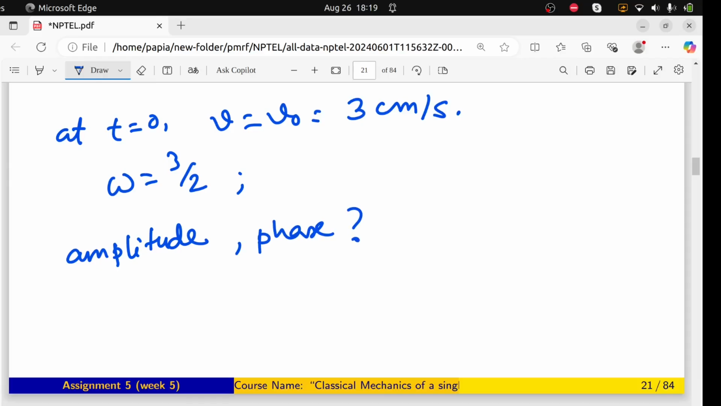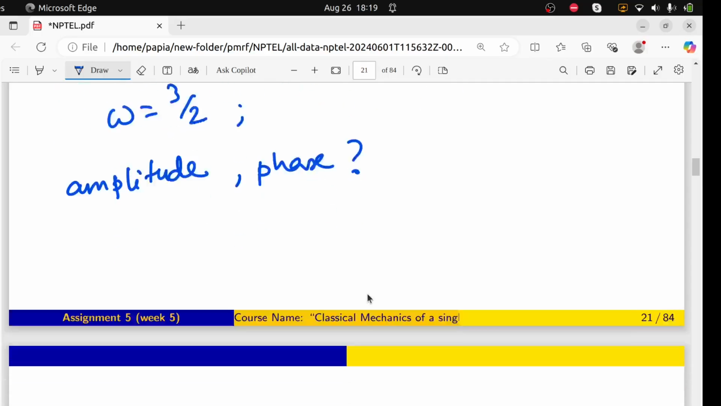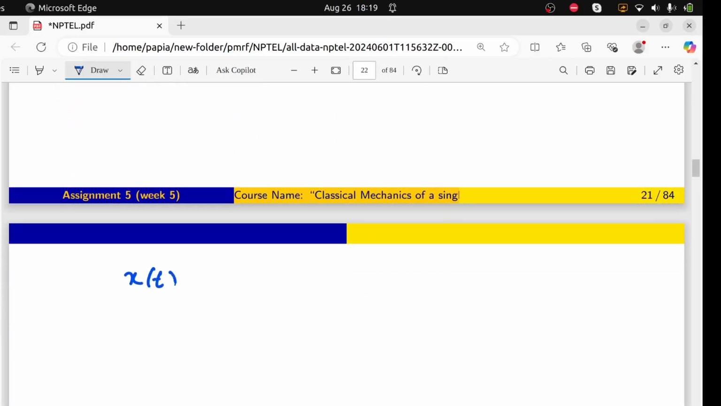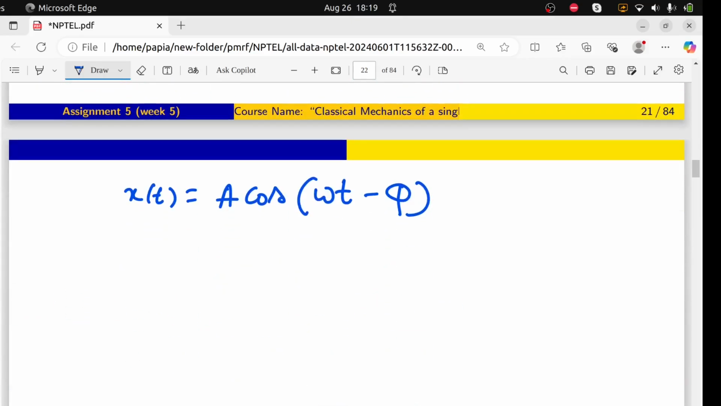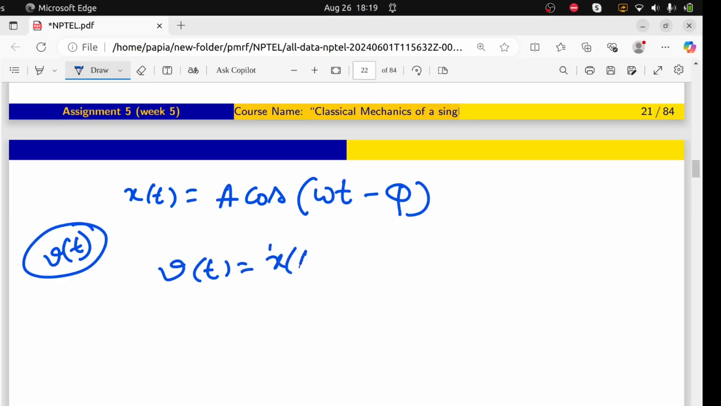So how we can do that? Okay. So let me write here the equation. A cos(omega t minus phi). Now come here, as in that case v(t) was given, right? So we have to calculate v as well. So v(t) is what? v(t) is x dot(t). So this will be minus A sine(omega t minus phi), and then times omega.